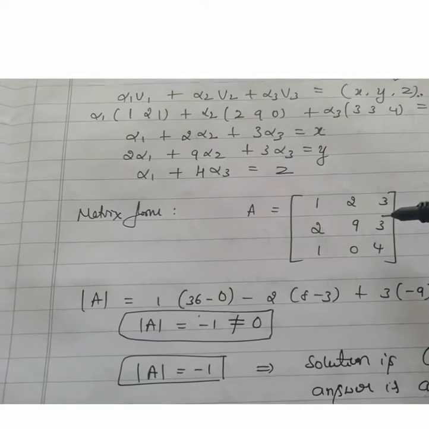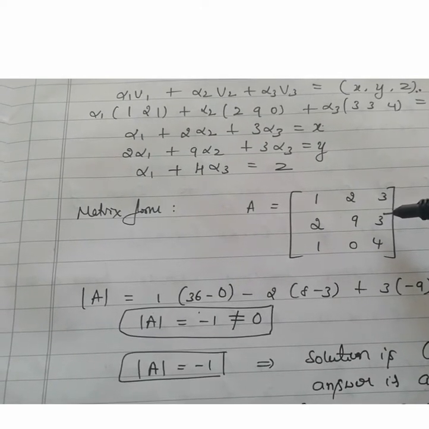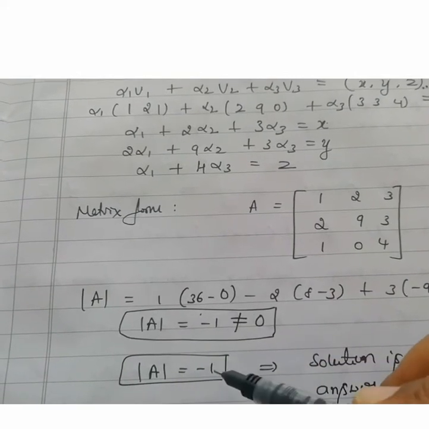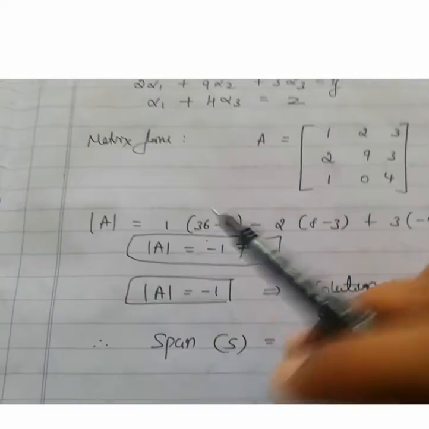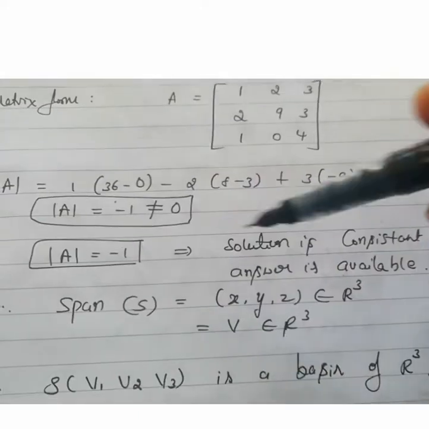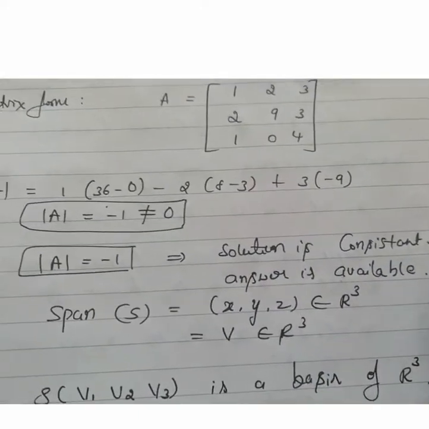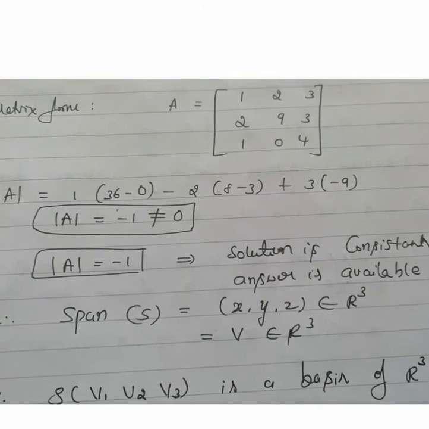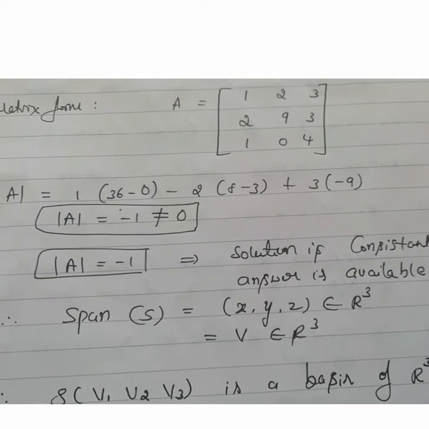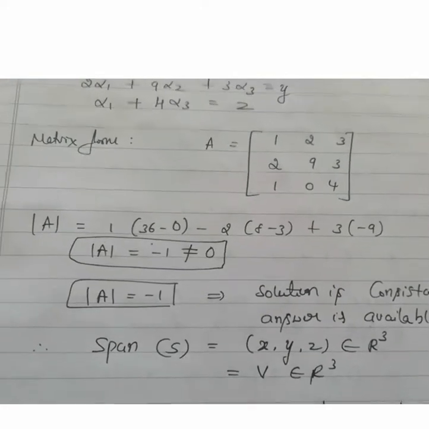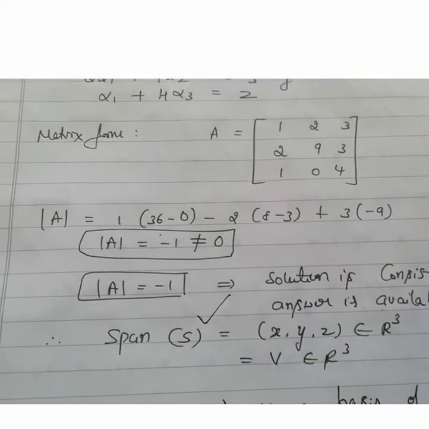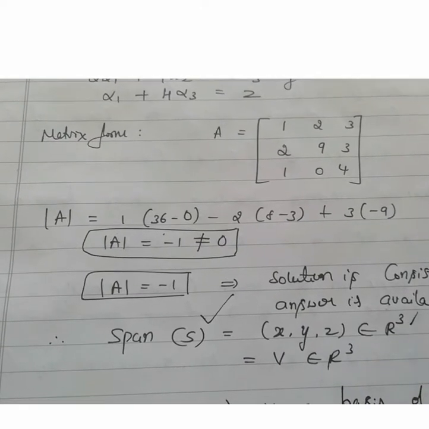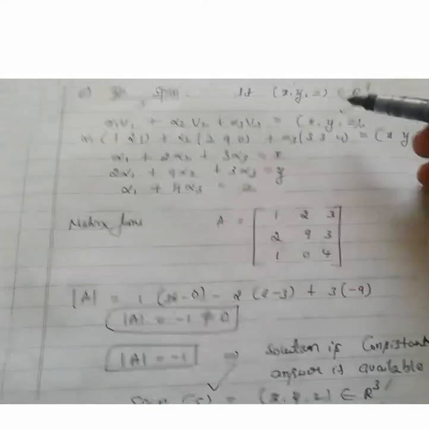Then write it in matrix form. After writing the matrix form, again the determinant of A is minus 1, which is not equal to 0. The meaning of the determinant being minus 1 is that the solution is consistent, meaning an answer is available and you get the exact solution. At that time we call it spanning the vectors. The span of S is all x, y, z belonging to R3.